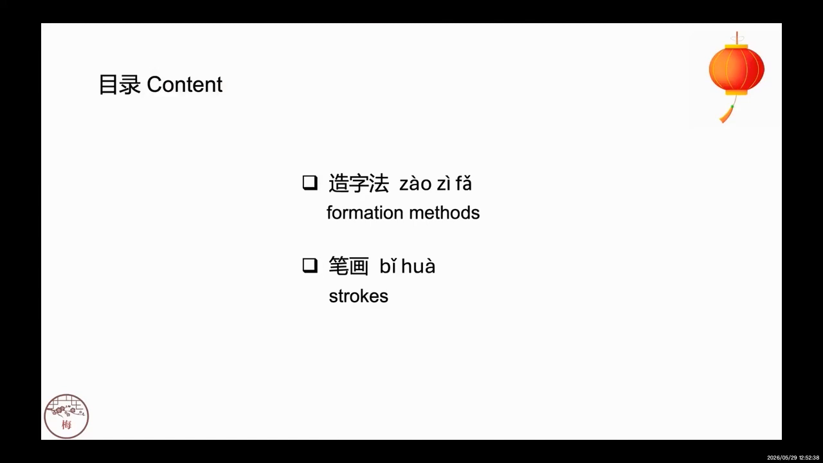So the content has two parts. Part 1 is about the formation methods, 造字法. Part 2 is about the strokes, 笔画. How do we write a Chinese character?